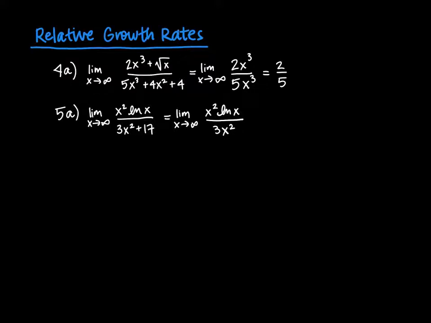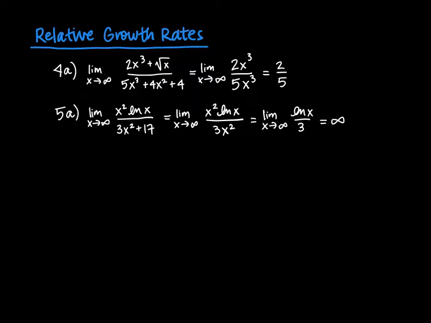I haven't touched the numerator at all. The denominator, as it gets really, really big, that plus 17 really isn't going to matter. So these two limits will be shared. Whatever is fastest growing in the numerator, and there's only one term in the numerator, over whatever's fastest growing in the denominator, and how those two interact with each other will decide the limit of the more complicated original limit. So here we have an opportunity for a little bit of algebraic simplification. X squared divides out, and we have the limit as x approaches infinity of natural log of x over 3, which means that this limit is positive infinity.